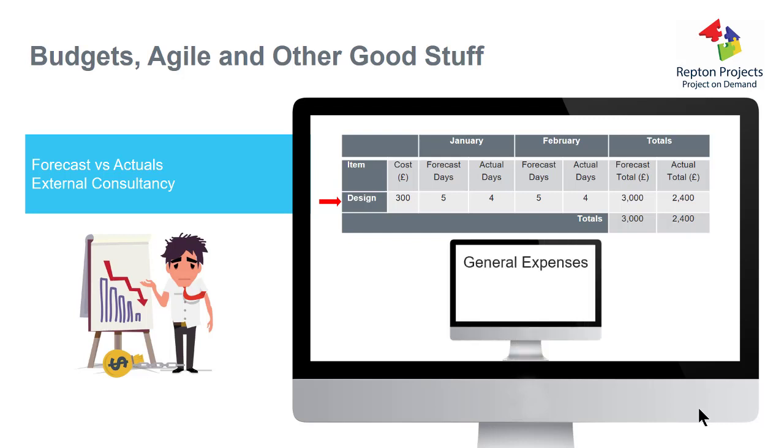And finally, you would do the same, or you could do the same for general expenses. Generally, you'll find the general expenses are a lesser spend because they're just for this and that to support the project. So it's not quite as important to track those at such a finite level.